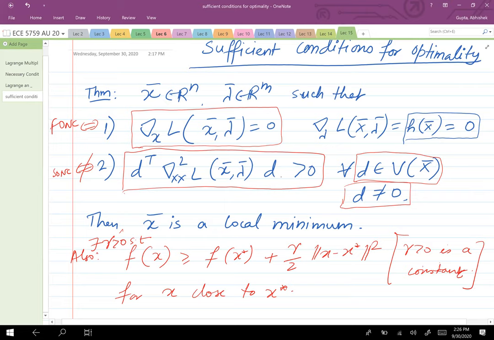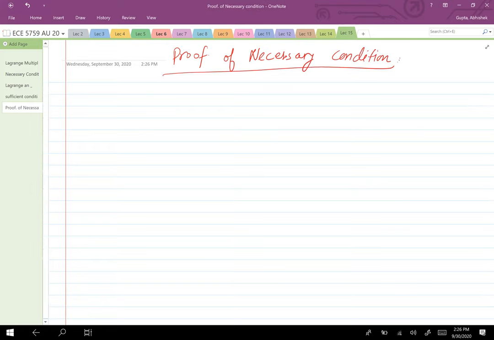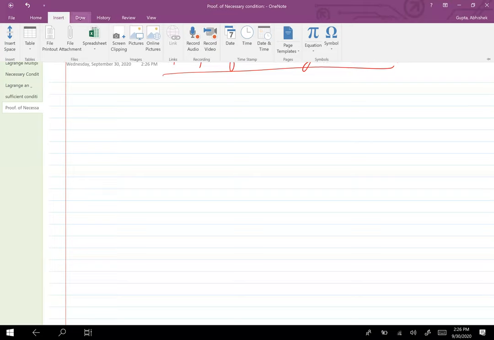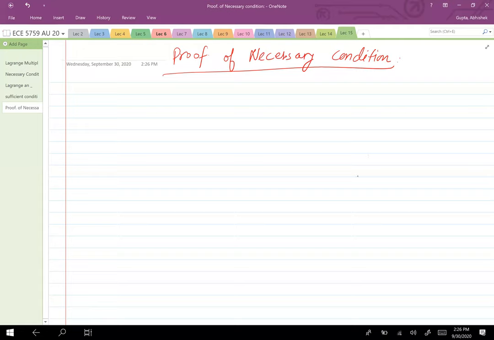So let's go ahead and try and prove the necessary conditions for optimality. And this is the only proof we will cover. We won't cover the proof for sufficient conditions for optimality. I am going to introduce some of the notation today, and we'll complete the rest of the proof in the next class on Friday.